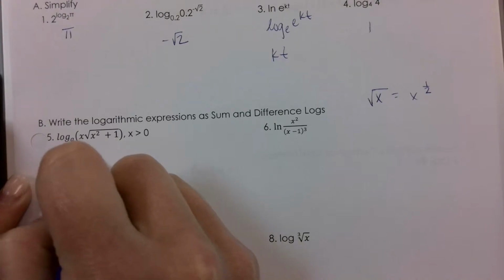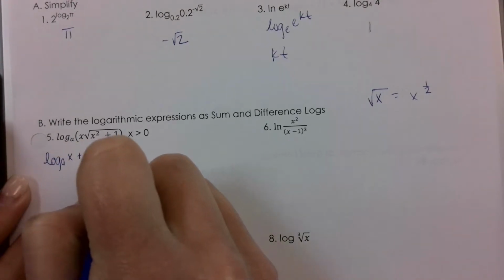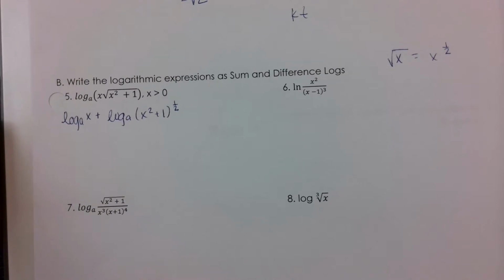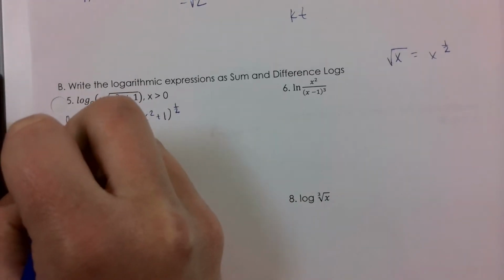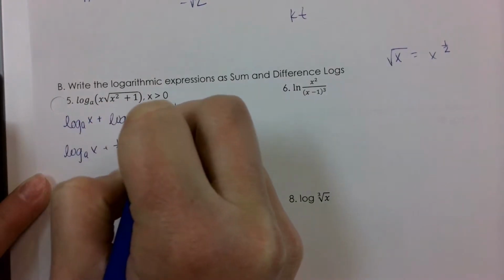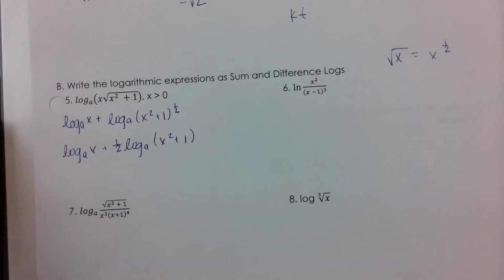So we'll say plus log base a of (x squared plus 1) to the 1/2. Is that all right? Questions on that? Yes, no, maybe? We're all right? Okay, so then from there, we're going to move the exponent to the front, and that's basically all we can do to simplify that. So we'll have log base a of x plus 1/2 log base a of (x squared plus 1). Questions?